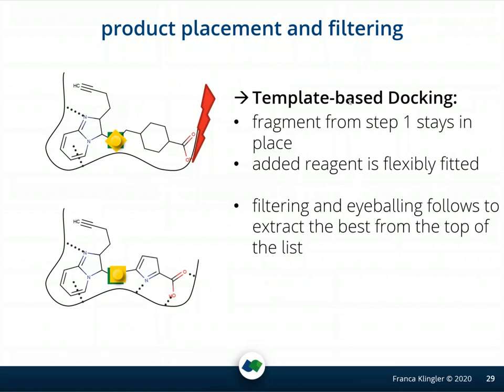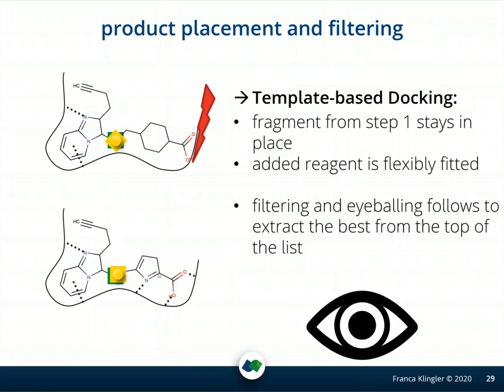And there is already one automatic filter, so to say. If you can't place the added fragments somewhere into the binding site, you filter them out automatically, whilst the other building blocks which fit are template-based docked into the binding site. That means the original fragment stays in place, whilst only the new part is wiggled around a little bit and flexibly fitted into the binding site. And so we generate a full list of full molecules, so complete, not only the fragments with the building blocks, from which we can select. And there are numerous applications now where we have done this on different targets, which I'm not allowed to disclose.